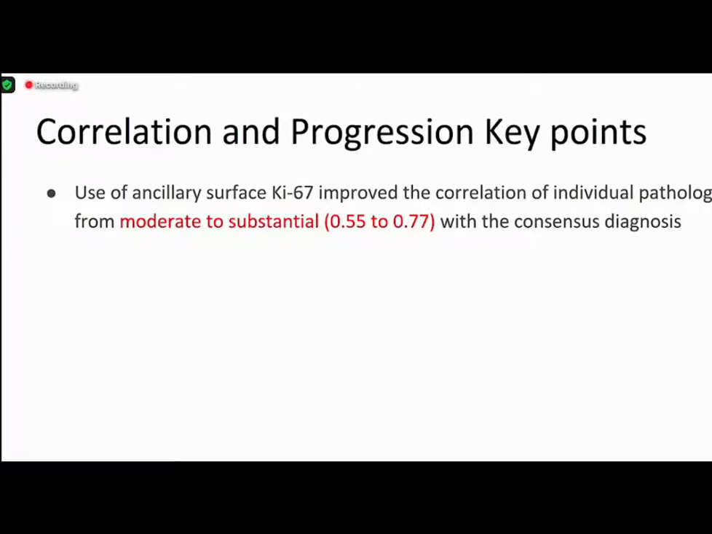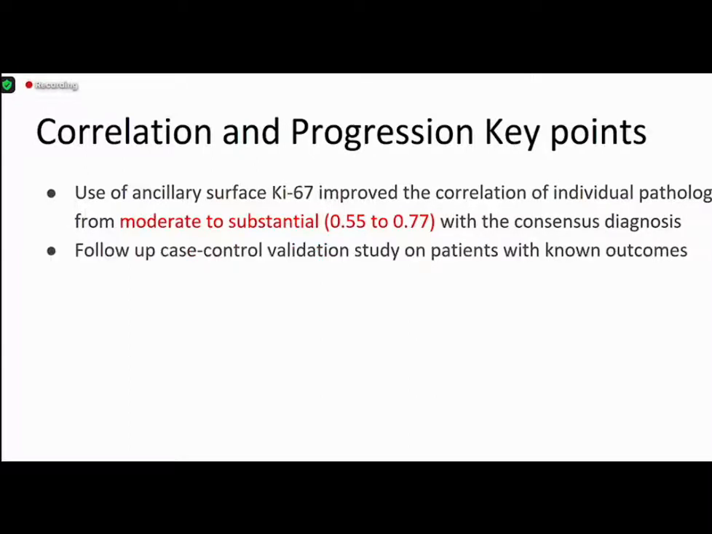So, key points when comparing correlation and progression. In our initial study, we saw that use of the ancillary Ki67 improved the correlation of individual pathologists from moderate to substantial, comparing it with the consensus diagnosis, which makes us think that it improved the performance of individual pathologists, comparable to the consensus diagnosis.